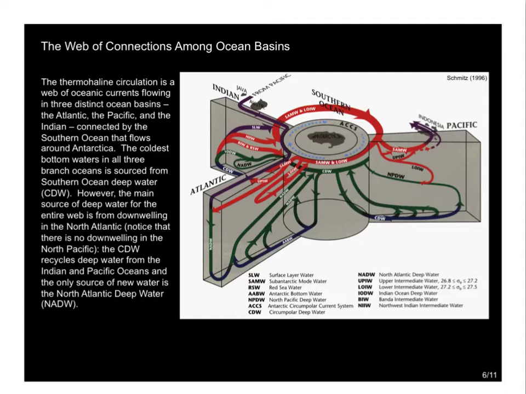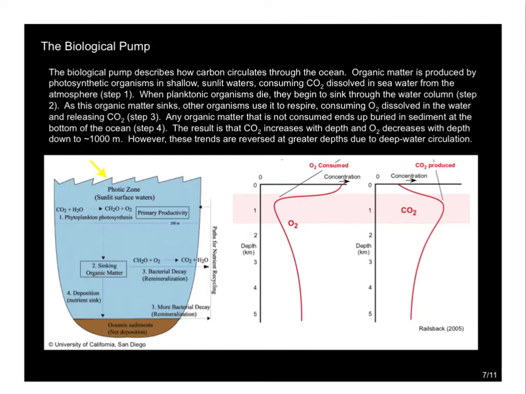Let's take a look. To understand how Earth's oceans interact with Earth's carbon cycle, we need to understand a bit about how carbon is distributed in the ocean waters. And this is determined by a process called the biological pump. Here's how it works. In shallow sunlit surface waters, here the photic zone, photosynthetic organisms use carbon dioxide and water to create organic matter and oxygen. That's this reaction right here.